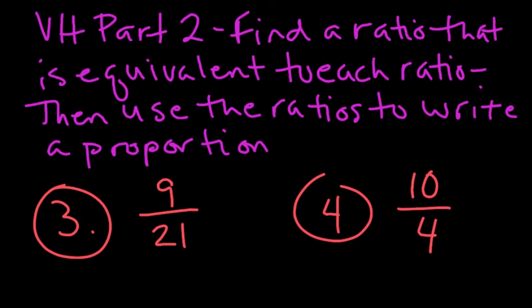Okay, here's the second part of video homework. You're going to find an equivalent ratio, and then you're going to put an equal sign in between the two and make a proportion. Remember, if you can't just see something that's equivalent, you could always multiply by 2 for the top and the bottom, and that would give you an equivalent ratio.